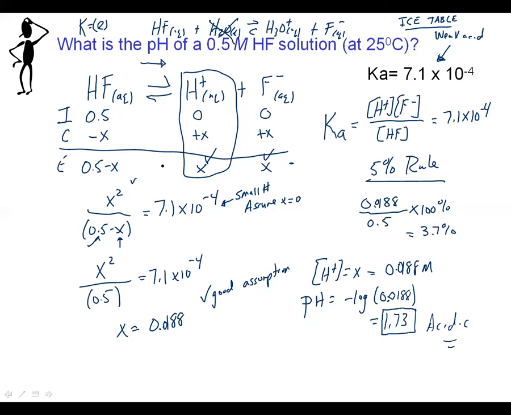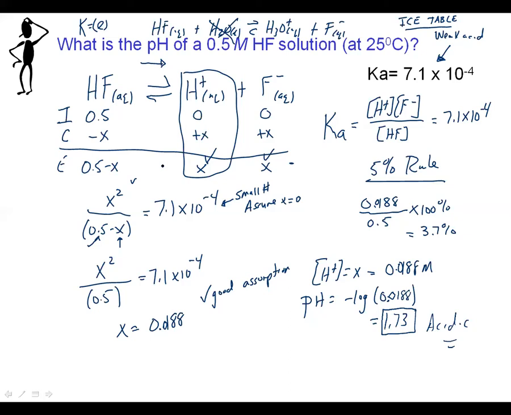So hopefully what you can see here is that it is pretty much the same steps. If you didn't assume X is equal to 0 and you solved it through the quadratic formula, you really should still get the same answer. So I would double check your math.